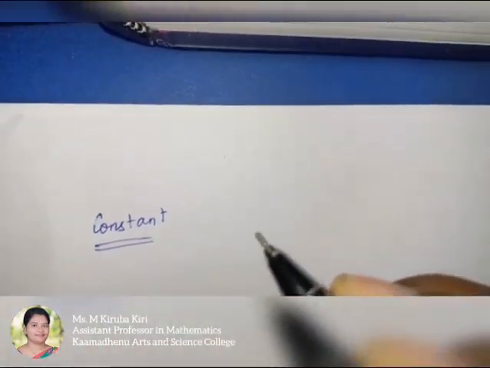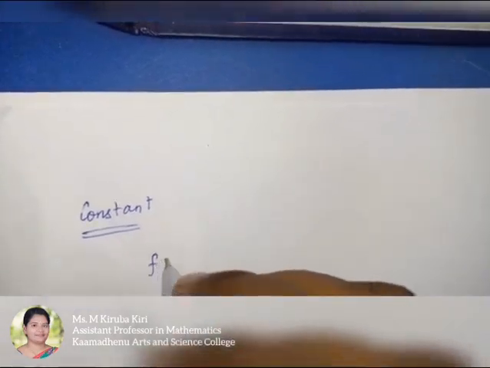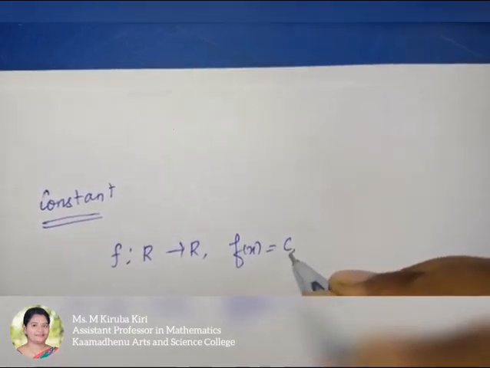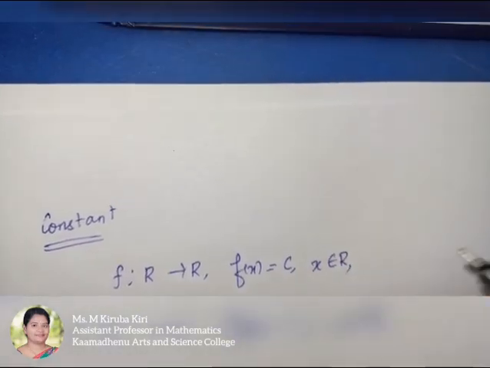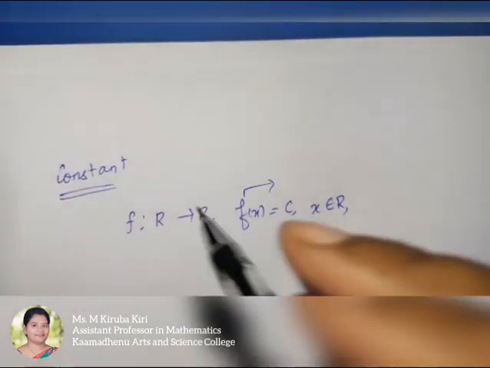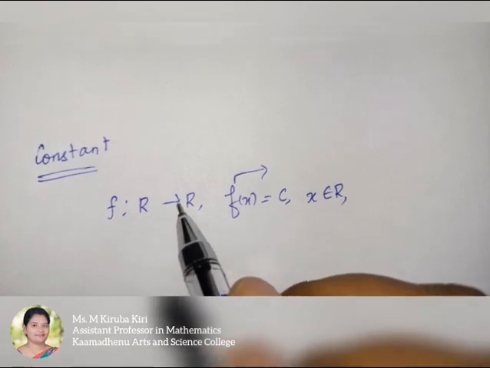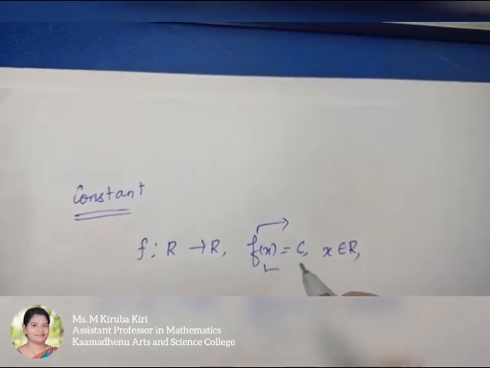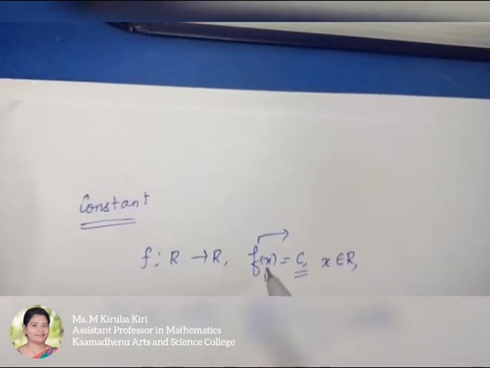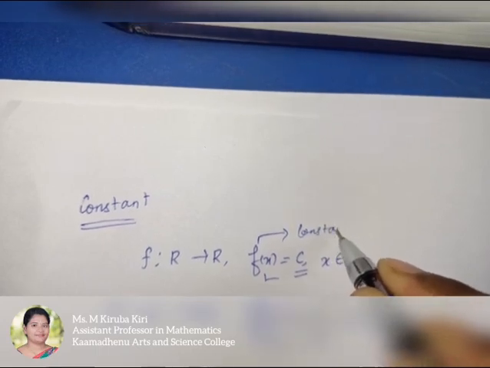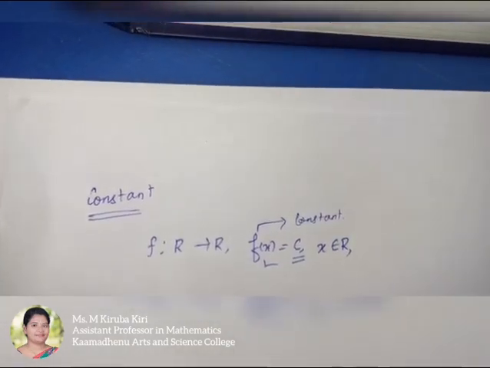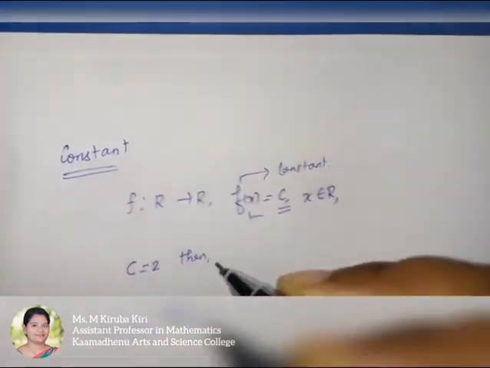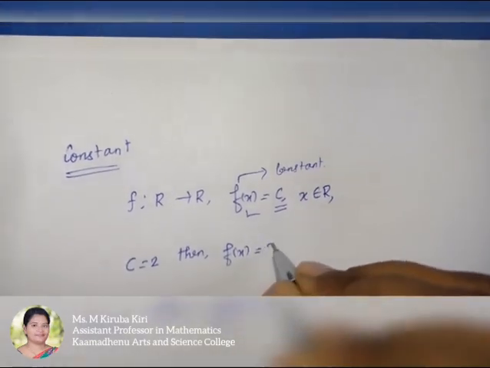First one, constant function. If f is a mapping from R to R, and f is defined by f of x equal to c, where x belongs to R, then f is called the constant function. Listen, f is a mapping from real numbers to real numbers. For every x belongs to R, the image of x is some fixed constant, which means this f is called a constant function. You will see that I take c equal to 2. Then what is f of x? f of x equal to 2.